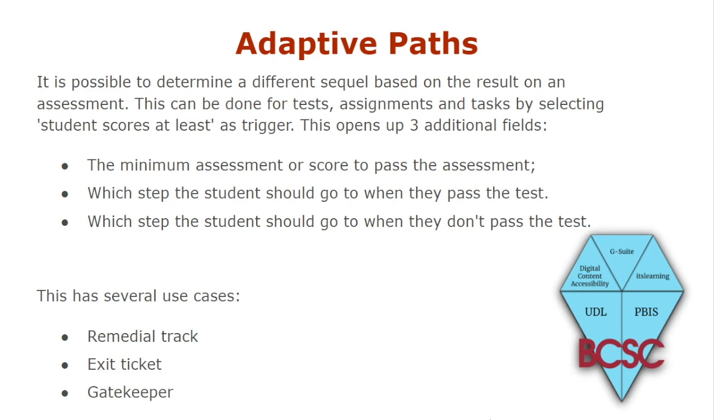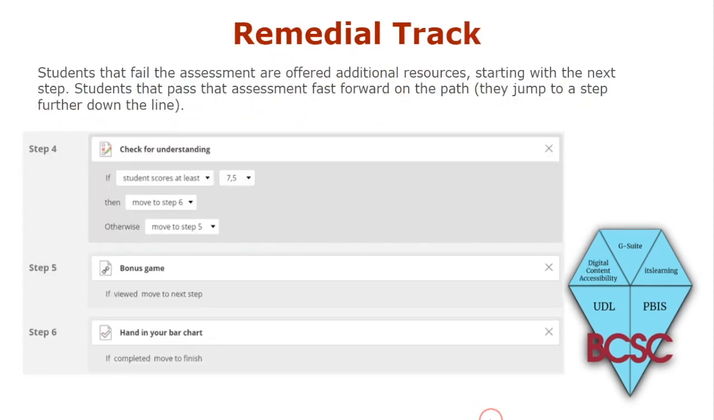It is possible to determine a different sequel based on the result of an assessment. This can be done for tests, assignments, and tasks by selecting "student scores at least" as a trigger. This opens up 3 additional fields: the minimum assessment or score to pass the assessment, which step the student should go to when they pass the test, which step the student should go to when they don't pass the test. This has several use cases: a remedial track, an exit ticket, or a gatekeeper.